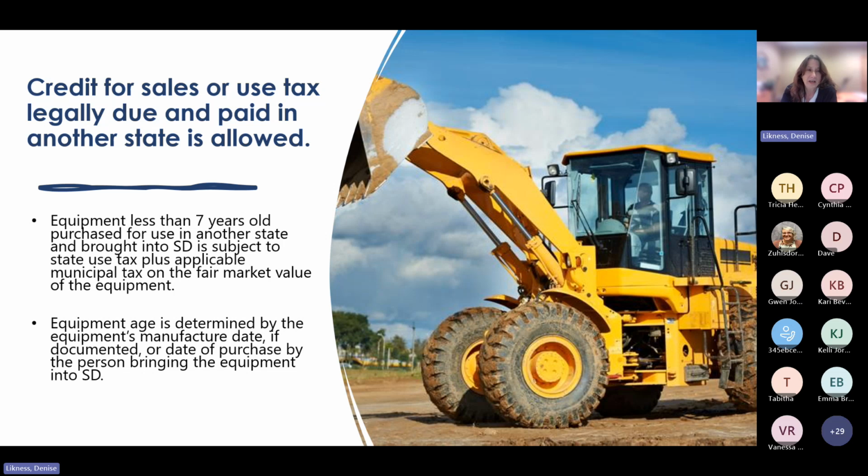Because if it's 7 years old, but you can't prove to us by a document that that piece of equipment is 7 years old, then it's basically when you brought it into the state of South Dakota.